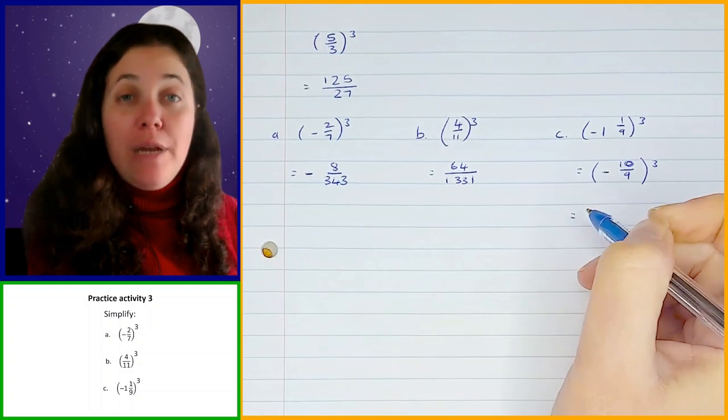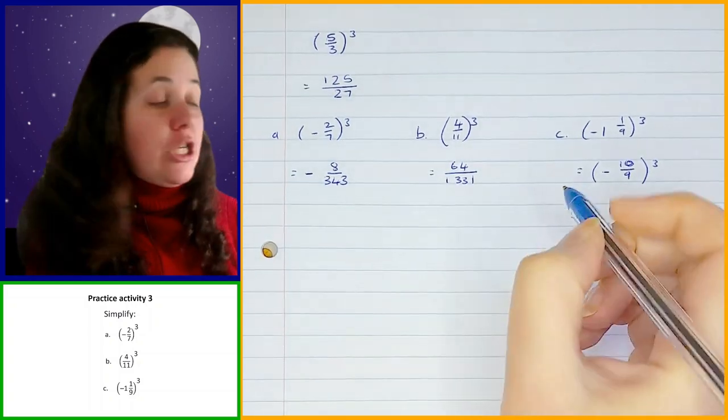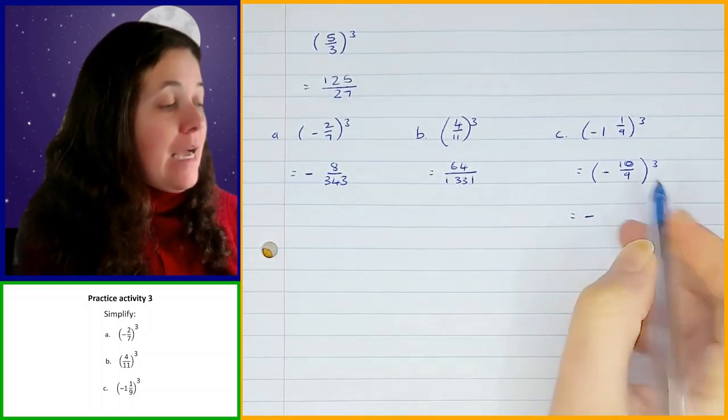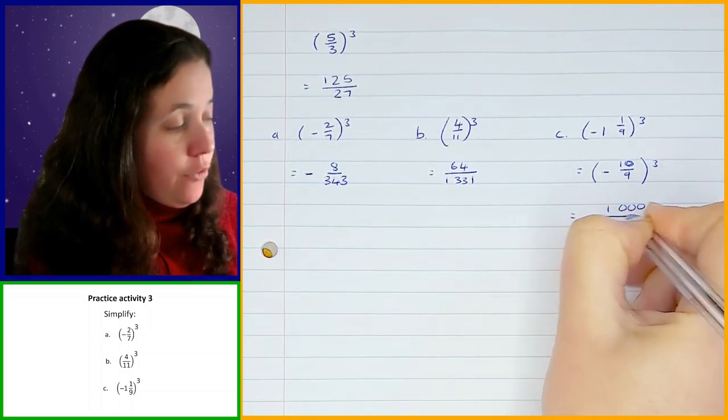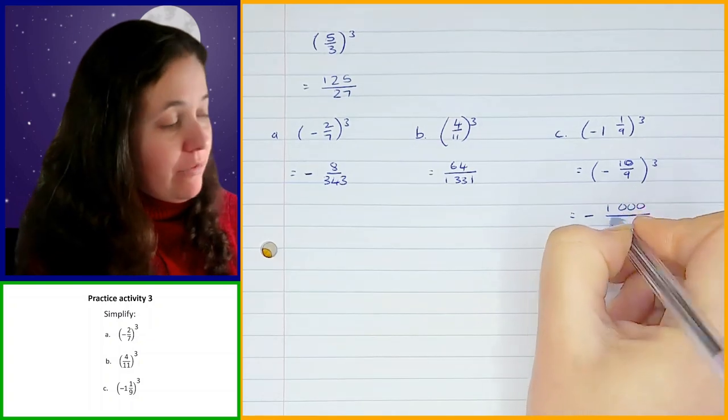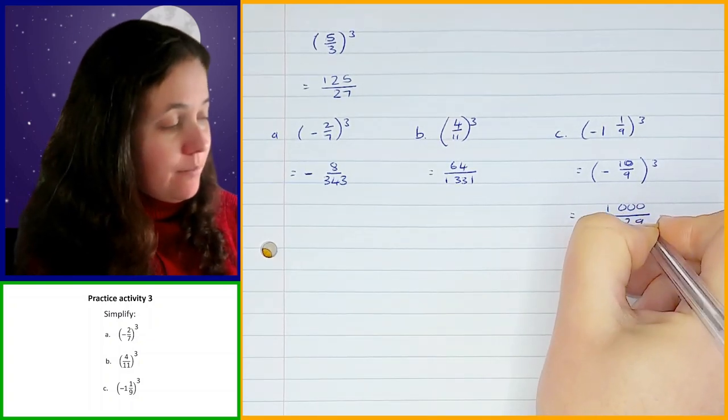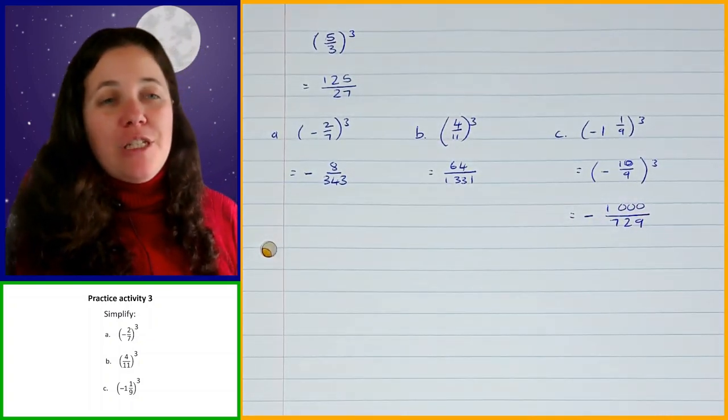Now because it started off negative and I'm cubing it, it's going to give me a negative answer. And then when I cube 10, I get 1,000 over 9 cubed, which is 729. So that's what you should have got for question C.